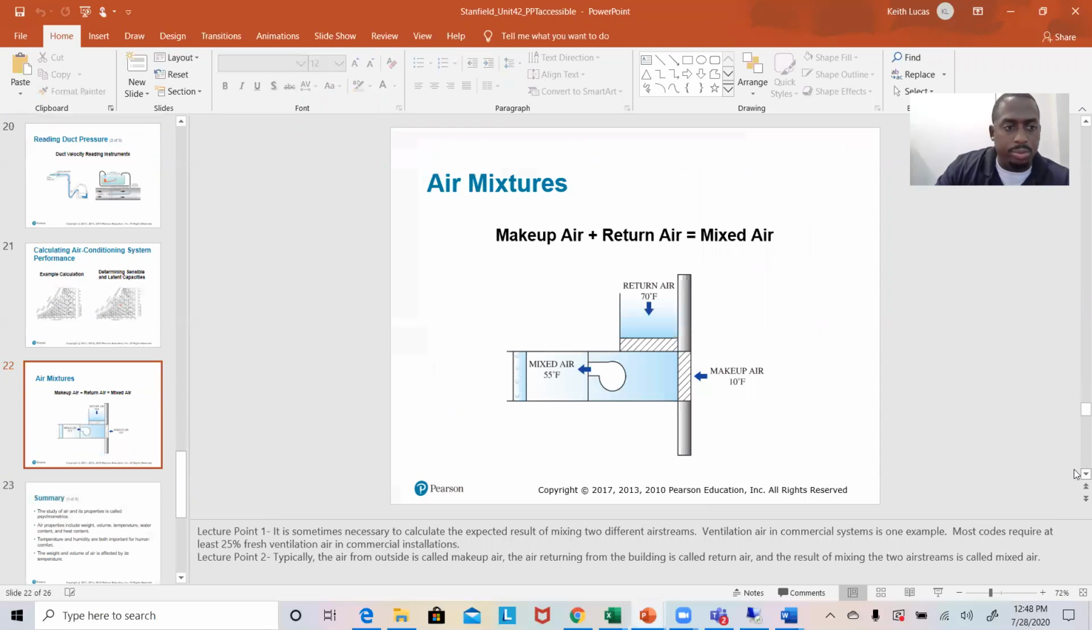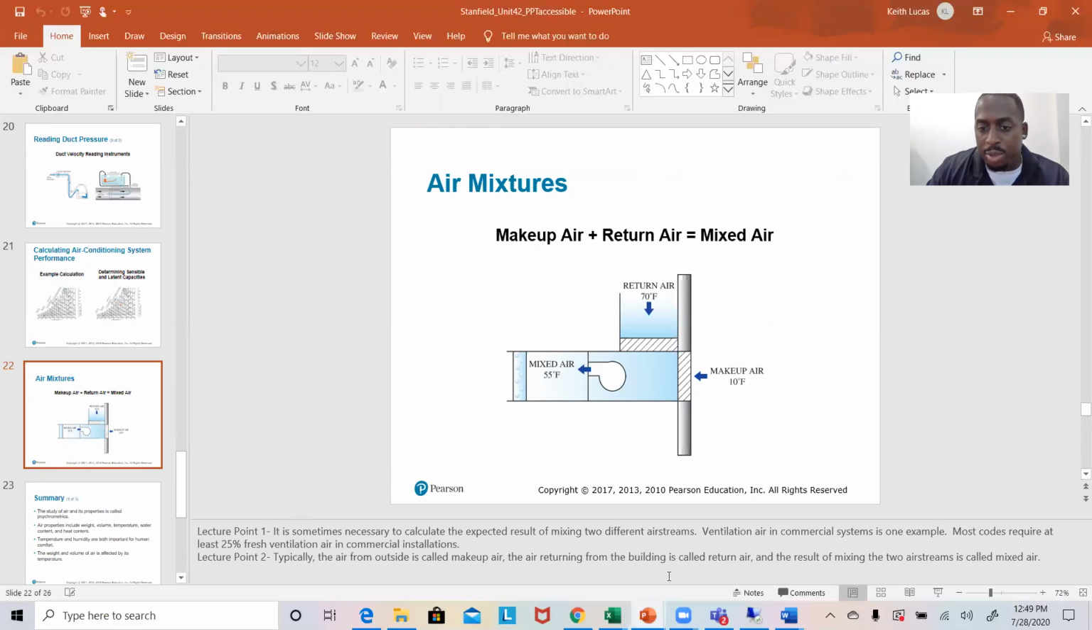Air mixtures. It is sometimes necessary to calculate the expected result of mixing two different air streams. Ventilation air in commercial systems is one example. Most codes require at least 25% fresh ventilation air in commercial installations. So basically, in commercial buildings, you need to be able to bring in 25% fresh air from outside, which is your makeup air. So typically, the air from outside is called makeup air.